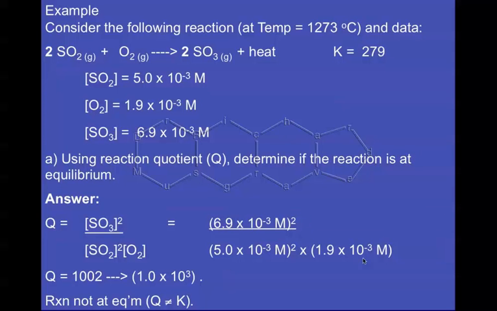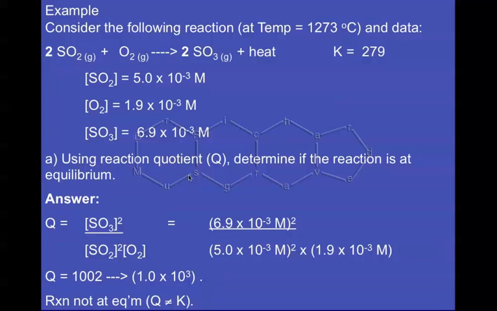So we just go ahead and calculate all those, and it turns out that Q comes to a value of 1002. Now we usually don't worry about units when we're talking about Q and K. They're not particularly meaningful, but we do worry about the numerical values. In this case, we can see that the value of Q is 1002, which is different to the value of K. So that's proof enough that we're not at equilibrium. Q does not equal K, so we know we're not at equilibrium.